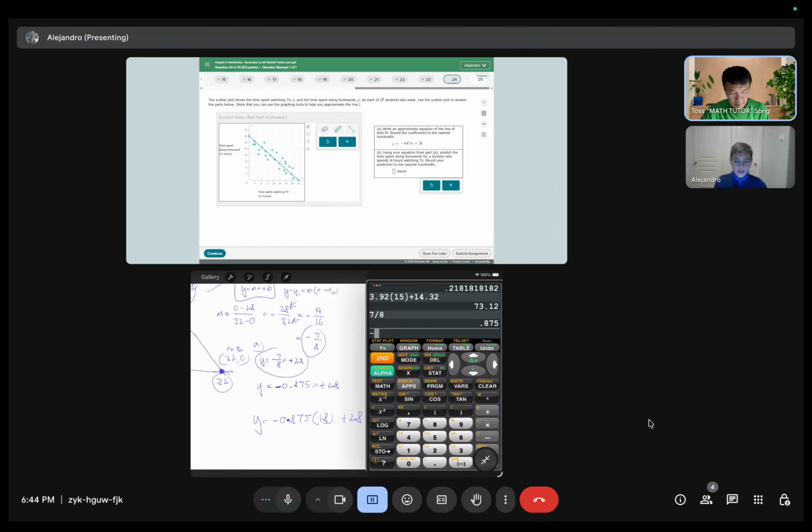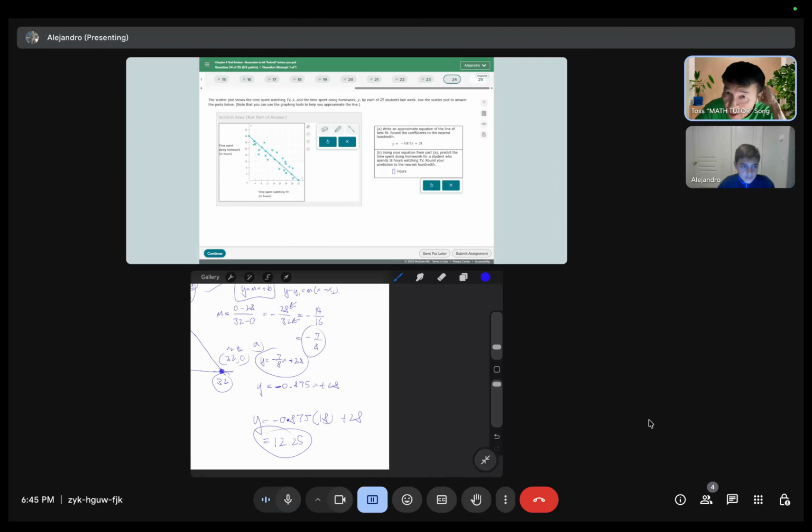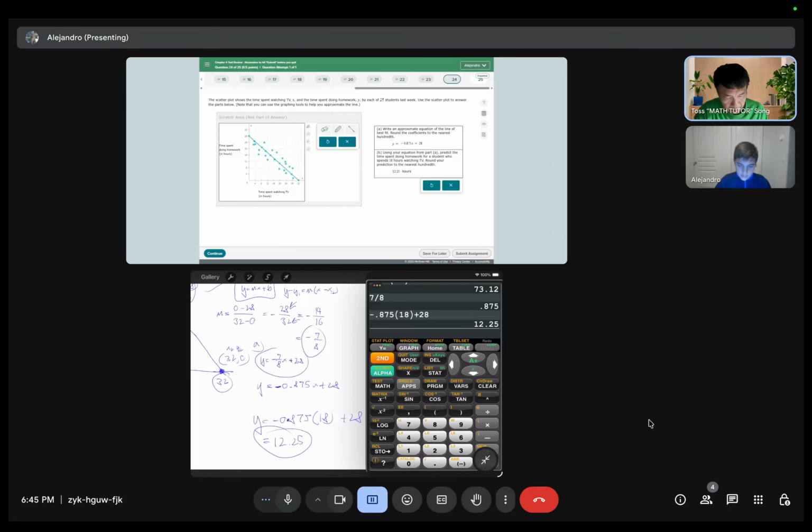So it'll be negative 0.875 times 18 plus 28. So it'll be 12.25. So if you look at the graph, it should be about right. 18 on the X, okay, 18 on the X. So anyway, this is the answer, right? 12.25 hours. I already punched it in the calculator for 18 hours.